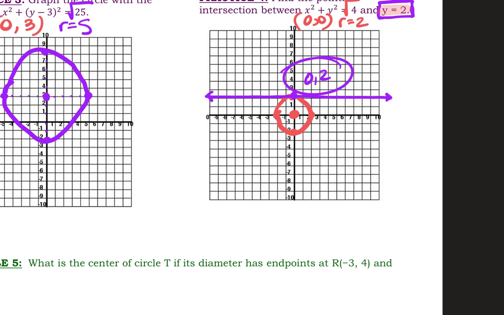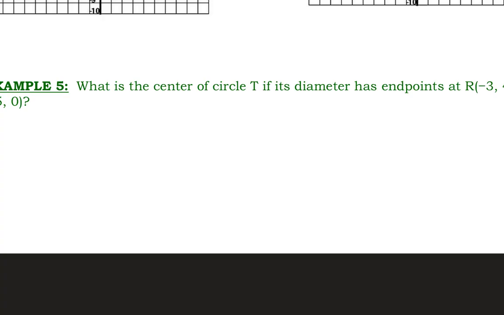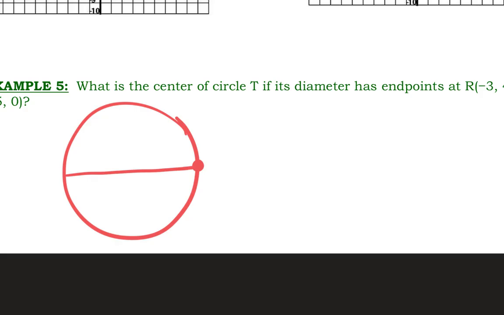Last one says, what is the center of circle T if its diameter has the endpoints of negative 3, 4, and 5, 0? All right, so let me just kind of draw this. I'm going to sketch it. The numbers may not be in the right quadrants, but I'm just going to sketch it. All right, one point is at negative 3, 4, right? Because this is the diameter, and these are the endpoints. The other point, it says it's at 5, 0. The question is, what is the center?